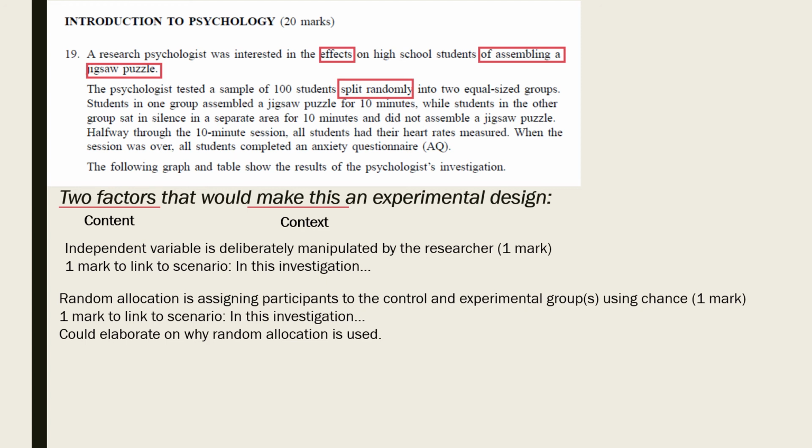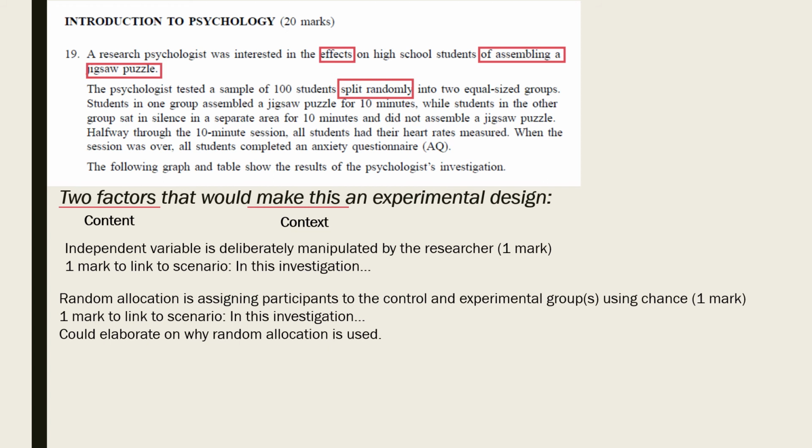And you could elaborate if you wanted a bit more depth to your answer. You could also explain, well, why is random allocation used? It's to try and ensure that extraneous variables are equally distributed between the groups. It's to prevent experimenter bias from having an impact on who goes into which group.